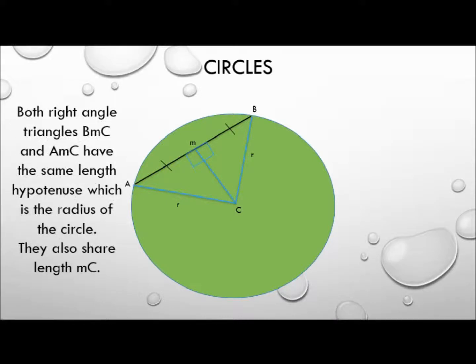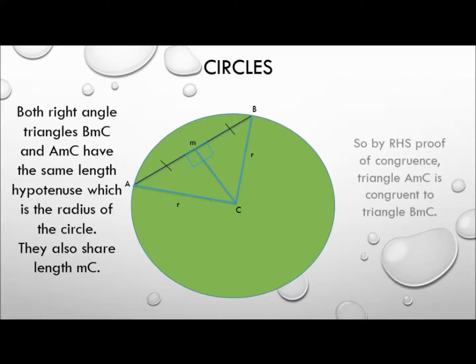Now, since they both have the same radius and they both share the same length MC, and they are both right-angled triangles, then by right-angle hypotenuse side proof of congruence, triangle AMC must be congruent to triangle BMC. That basically means that the two right-angled triangles are exactly the same. It means that all three lengths must be exactly the same and all three angles must be exactly the same.